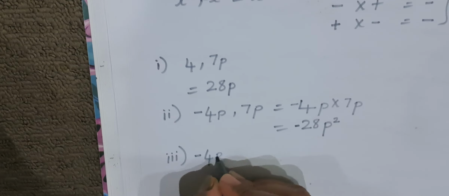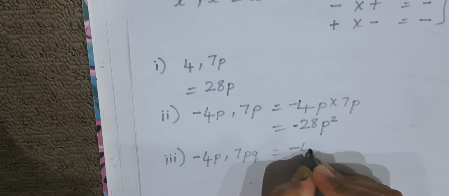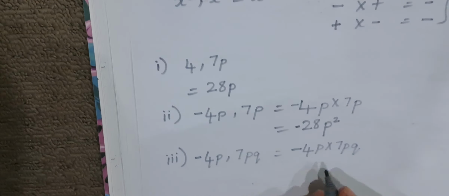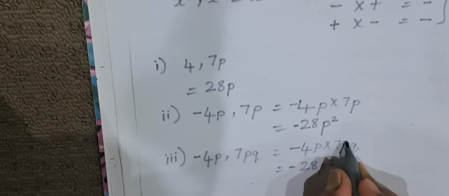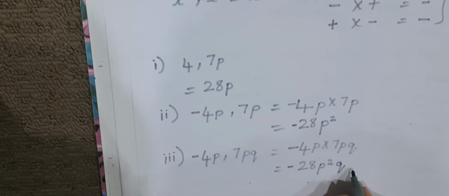Now the third one. The question is minus 4p and 7pq. So we have to multiply minus 4p with 7pq. Okay. Now 7 fours are, again, 28. Minus into plus is minus. Minus 28. p into p is p square. p to the power 1 times p to the power 1 becomes p to the power 2. There is no q here and there is one q here. So q remains as it is. So the answer for the third one is minus 28 p square q.